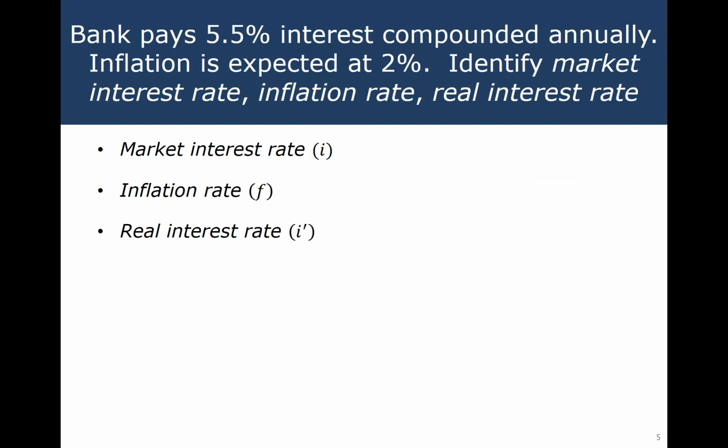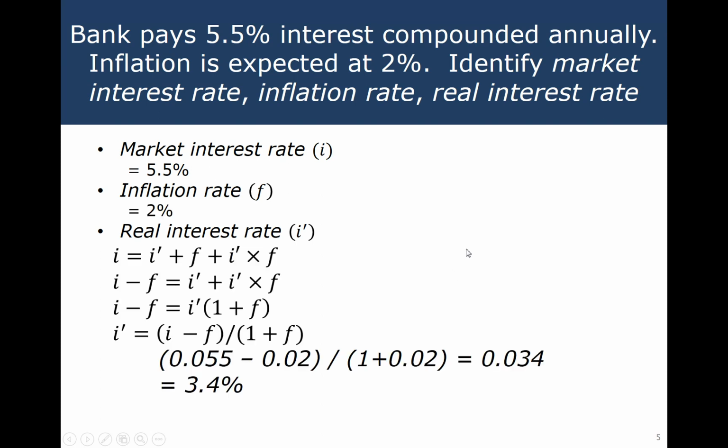So for instance, a bank pays a 5.5% interest rate compounded annually. Inflation is expected at 2%. Identify the market interest rate, inflation, and real interest rate. The market interest rate comes from the bank, so that will be 5.5%, right? Inflation is 2%. But the real interest rate, by the equation, equals 3.4%.